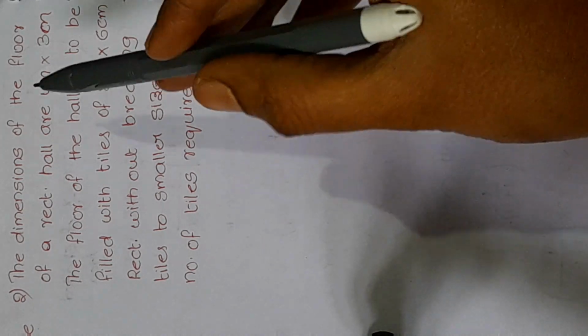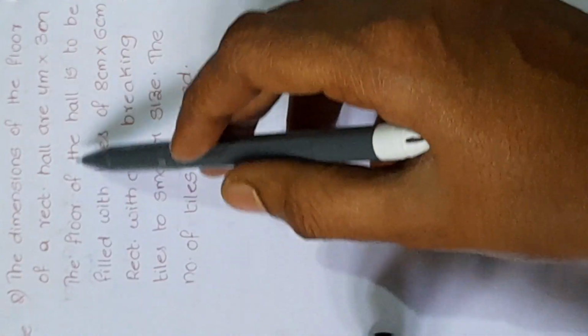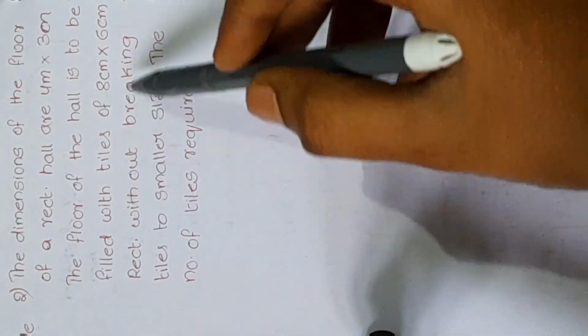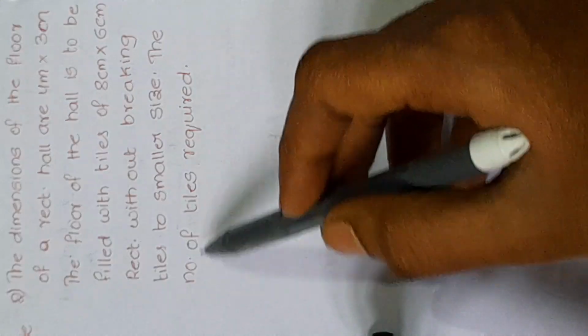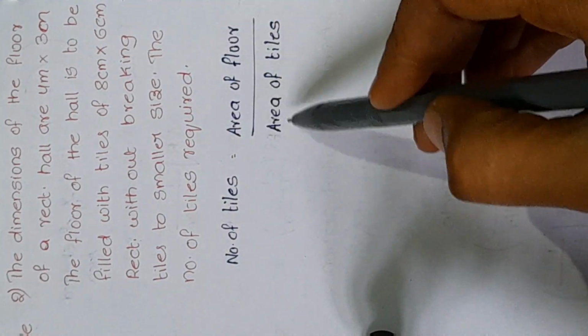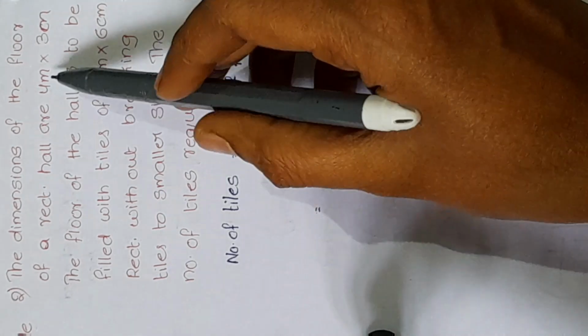Question number 2. The dimensions of the floor of a rectangular hall are 4 meters and 3 meters. The floor of the hall is to be filled with tiles of 8 centimeters and 6 centimeters rectangles without breaking the tiles to smaller size. The number of tiles required are, the number of tiles is equal to area of the floor by area of tiles.